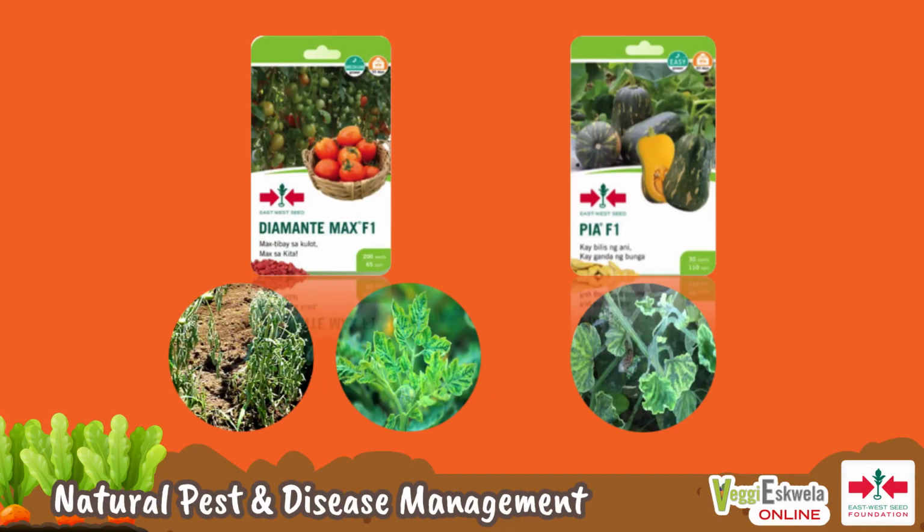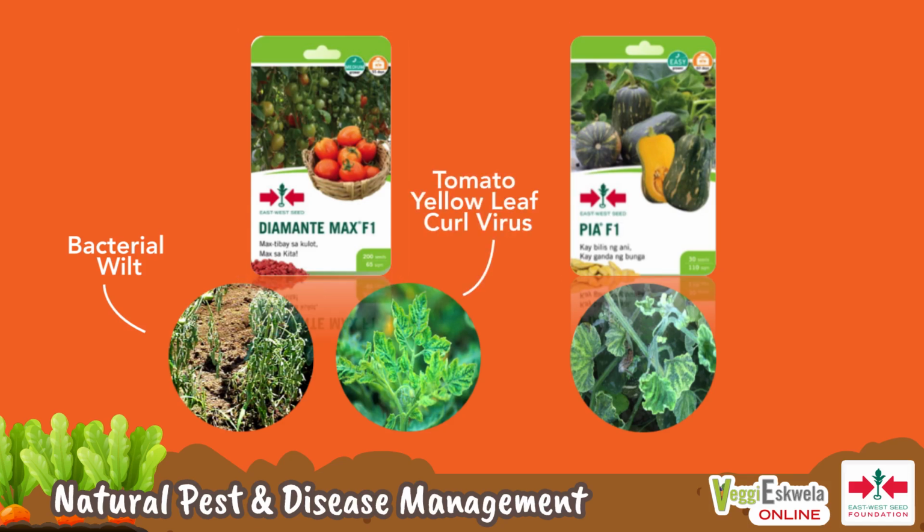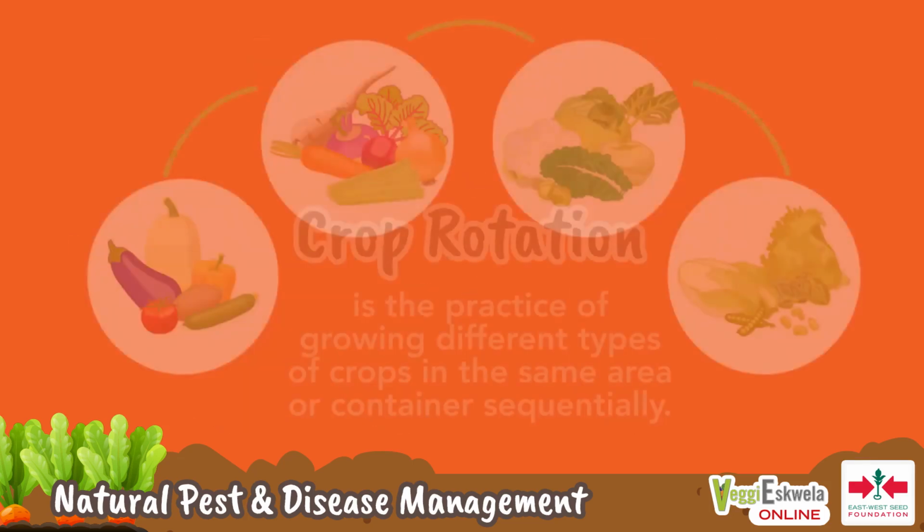Some available plant varieties are resistant to insect activity and damage, and resistant to some plant diseases. For example, Diamantimax F1 tomato is resistant to bacterial wilt and tomato yellow leaf curl virus. Pia F1 Calabasa is resistant to squash leaf curl virus.